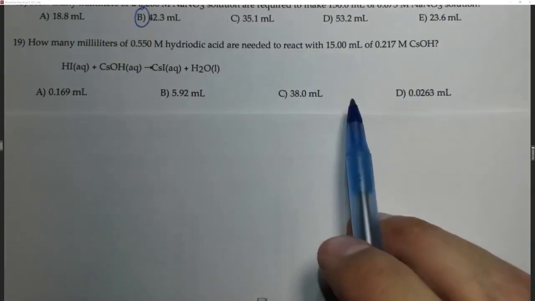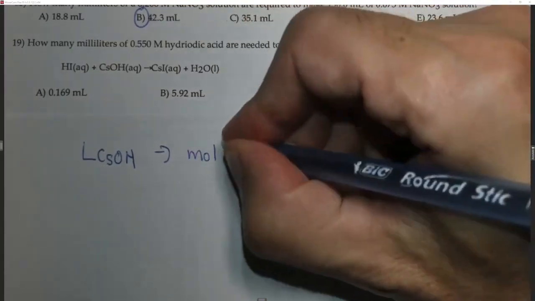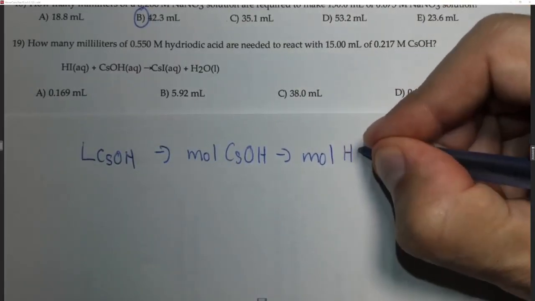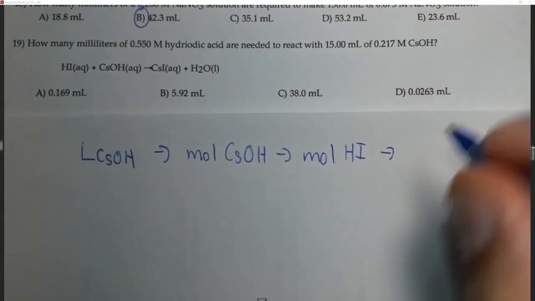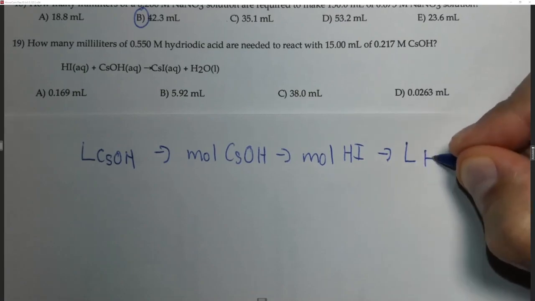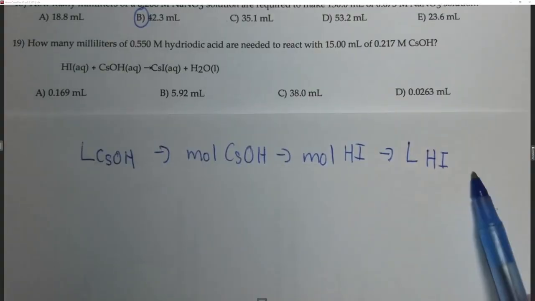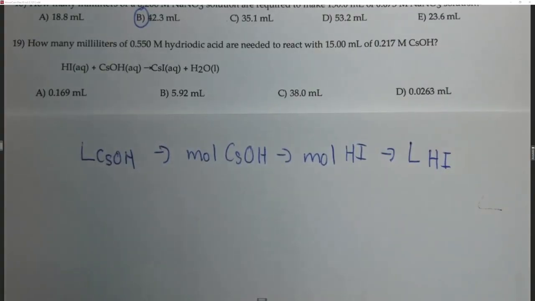Remember that to convert from grams to moles, you need a molar mass. To convert from liters to moles, you need a molarity. And it turns out we have a molarity. So in this case, we want to convert from liters of cesium hydroxide, we are going to have to divide that by 1,000, to moles of cesium hydroxide, to moles of HI. And then we could convert from moles of HI to liters of HI. Now note that the answers are in milliliters, so we are going to have to take our answer and multiply it by 1,000 at the end.